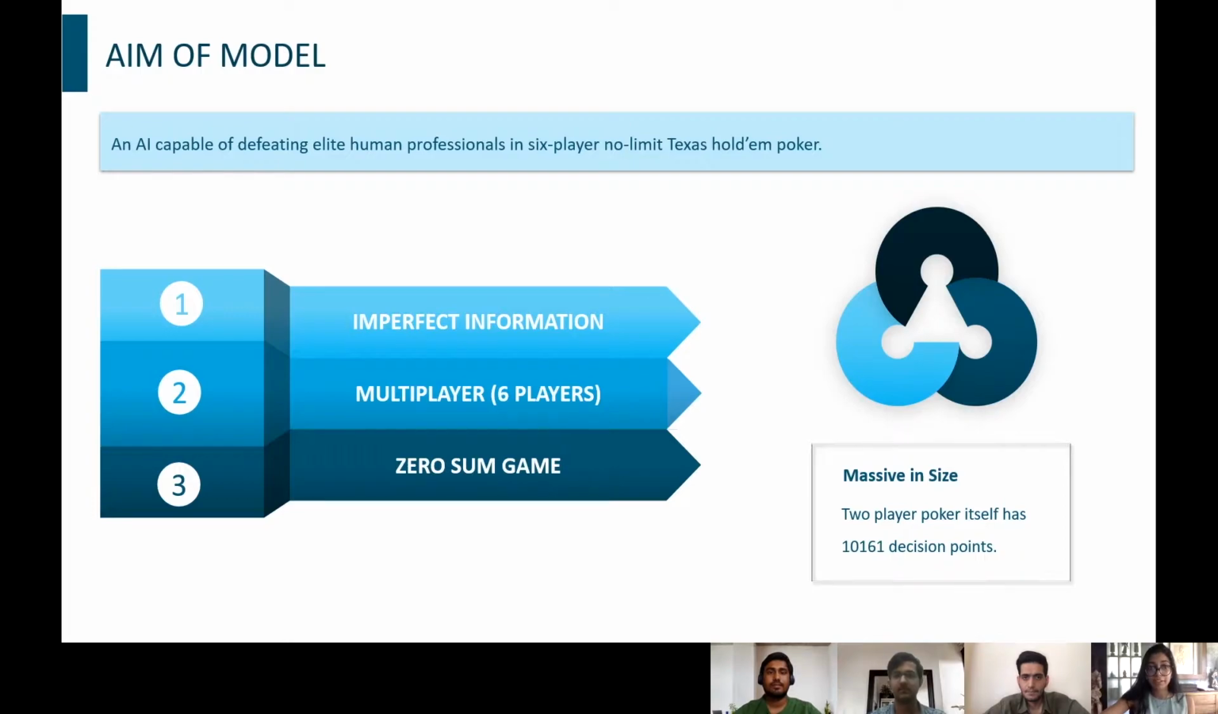Poker is a multiplayer, imperfect information, zero-sum game, and the algorithms that we use to construct the AI are not guaranteed to converge to a Nash equilibrium outside of the two-player zero-sum game. However, we observe that Pluribus, the AI, plays a strong strategy in multiplayer poker that is capable of producing superhuman strategies while consistently defeating elite-level human professionals.